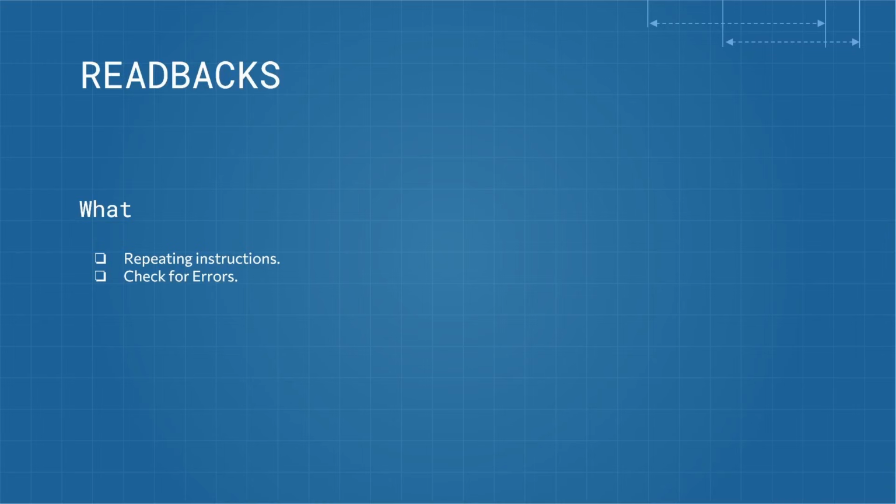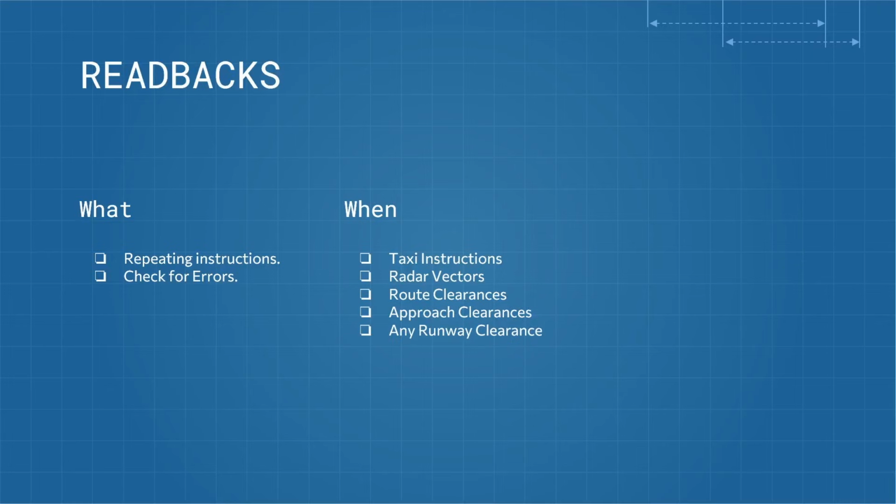The types of instructions that you have to repeat back to the controller include taxi instructions, radar vector instructions. If you don't know what radar vectors are, be sure to watch our video on them. Route clearances, such as IFR or VFR clearances, any type of approach clearance, any runway clearance, including landings, takeoffs and crossings, as well as any frequency change to a different controller that you are given.